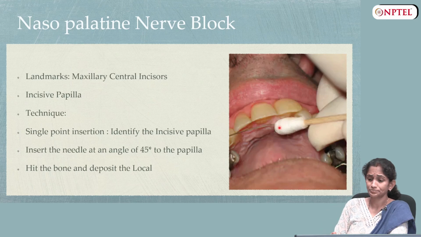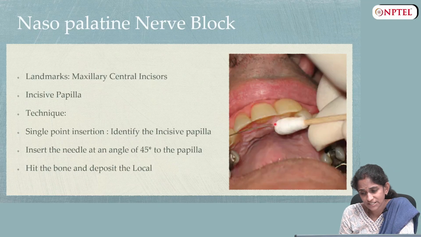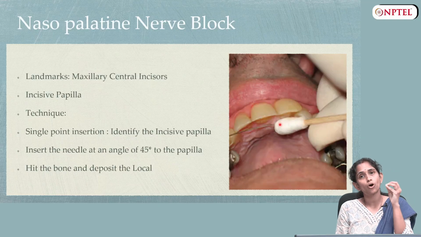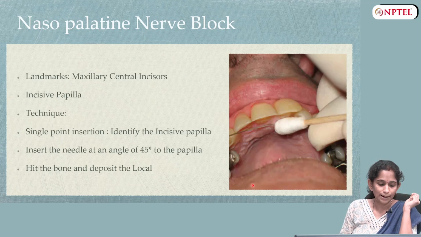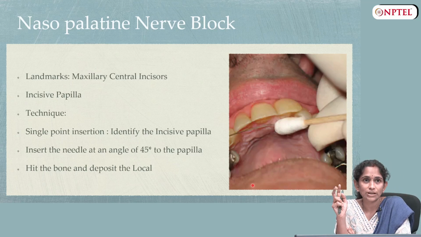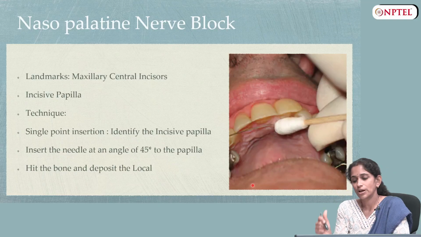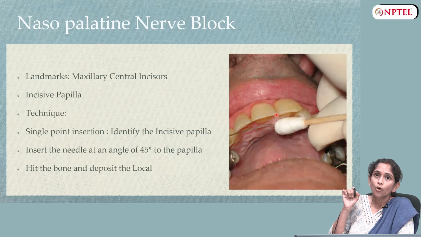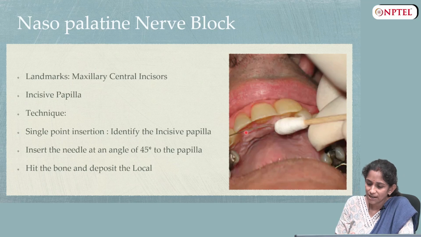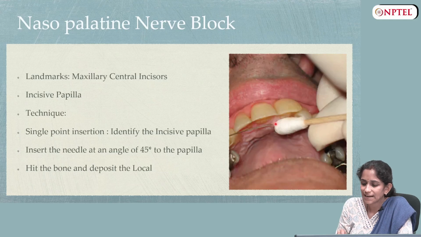Now, once we have identified the incisive papilla, how can we block this nerve that is exiting the nasopalatine canal? There are two ways to block the nerve. One is single point insertion, wherein we identify the incisive papilla, go from the opposite side of the mouth, insert the needle into the incisive papilla and directly deposit the local anesthetic solution.